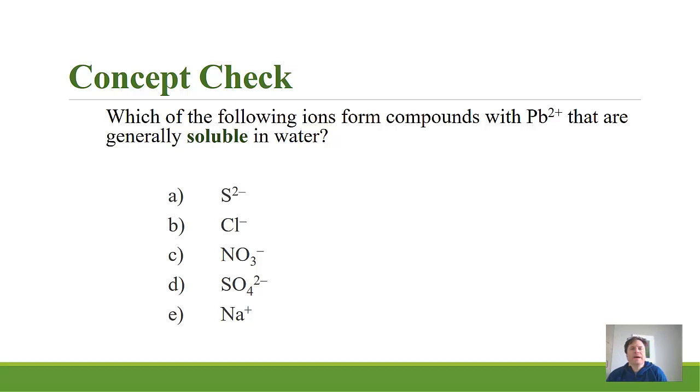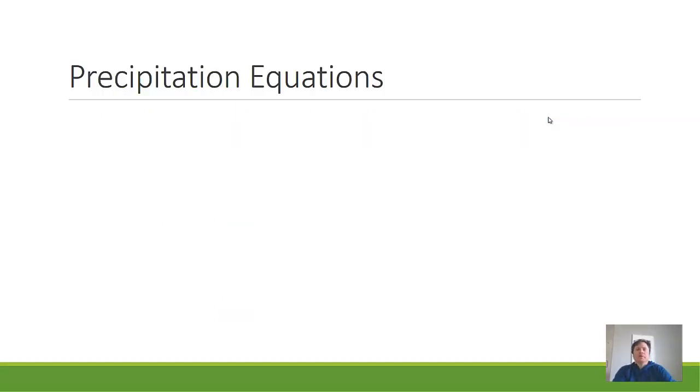All right, which of the following ions form compounds with lead-2 that are generally soluble in water? So if we look at our list, think about our four that we have to memorize. The only one that fits that list, right, is nitrate. Well, Mr. J, I thought you said sodium's on there. I did, but notice, sodium is a cation. Lead-2 is a cation, right? Opposites attract, so we're not going to have two cations making a compound. That's why sodium is not included in this one. Little trick question there.